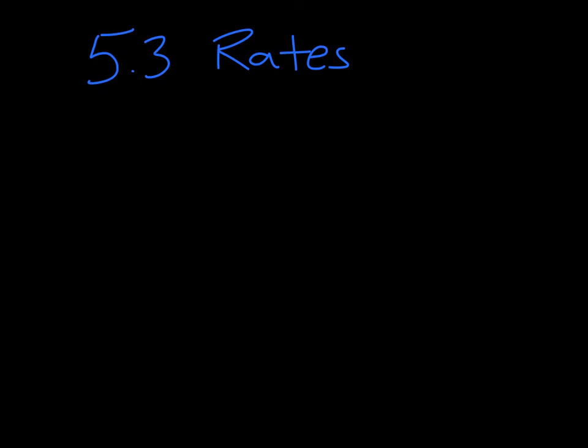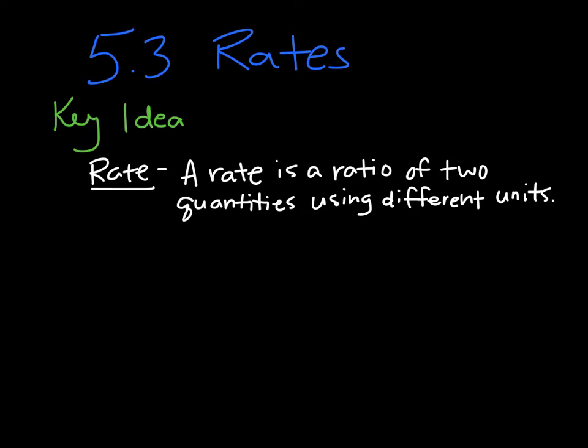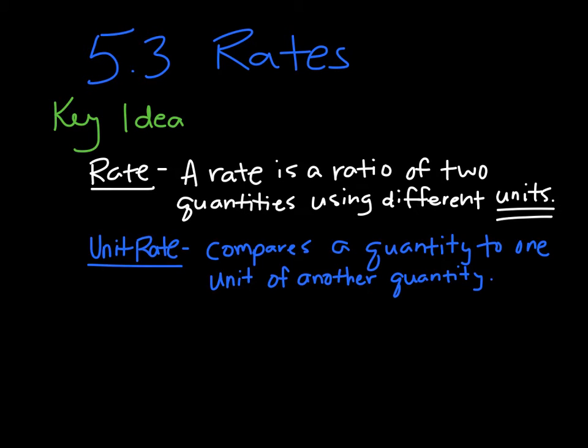5.3 is about rates. The key ideas are rate, unit rate, and equivalent rates, which we'll talk about in just a second. A rate is a ratio of two quantities using different units. In other words, we could compare miles to hours, or miles to seconds, or there's a whole bunch of different ideas behind it. Just know that they're different units, so that's what a rate is. And a unit rate compares a quantity to one unit of another quantity.